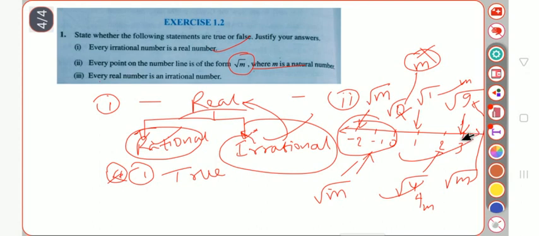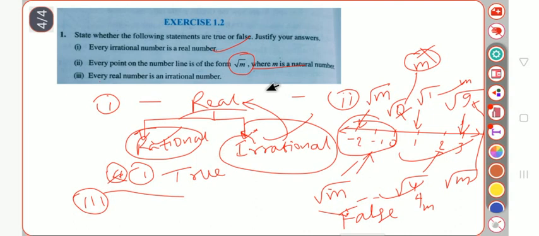For positive integers it is true, but for negative integers including 0 it is not true. So this statement is false. Now next question, question number 3. Every real number is an irrational number. What is the third part? Every real number is an irrational number.